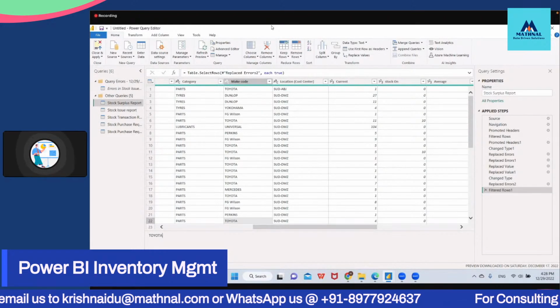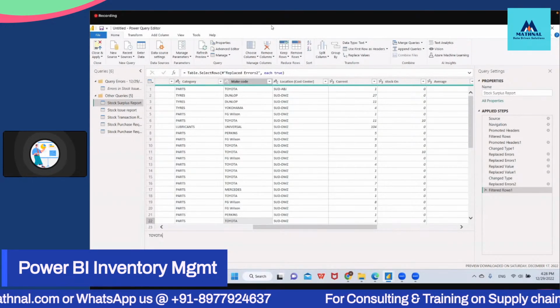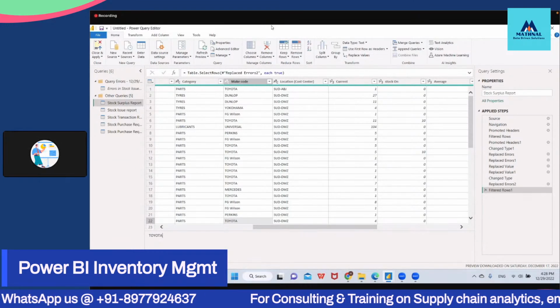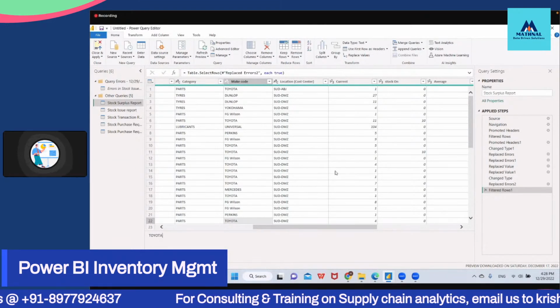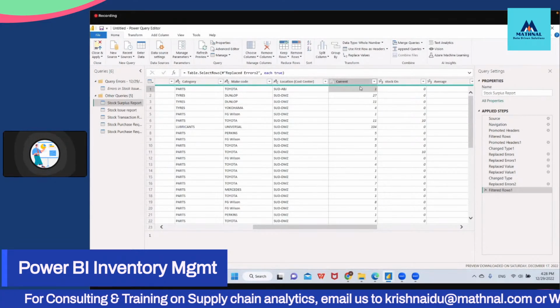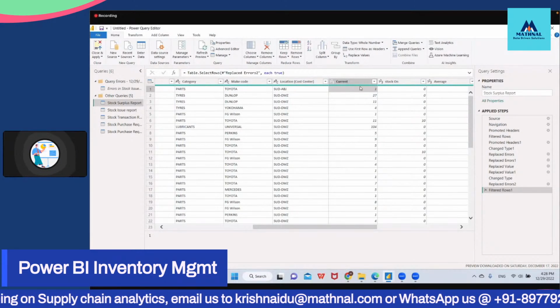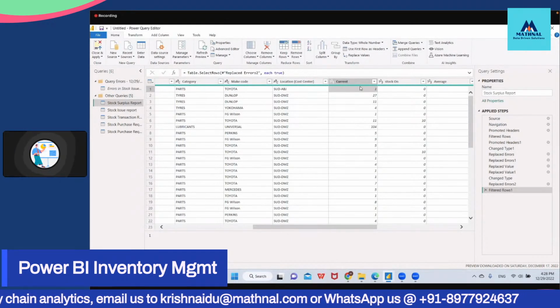Now if you look at the next one, it is the current stock. What is the current stock? The current means how much stock we have. For this particular first one we have 1, second one we have 27, third one we have 11, fourth one we have 4. So what is the current stock available?